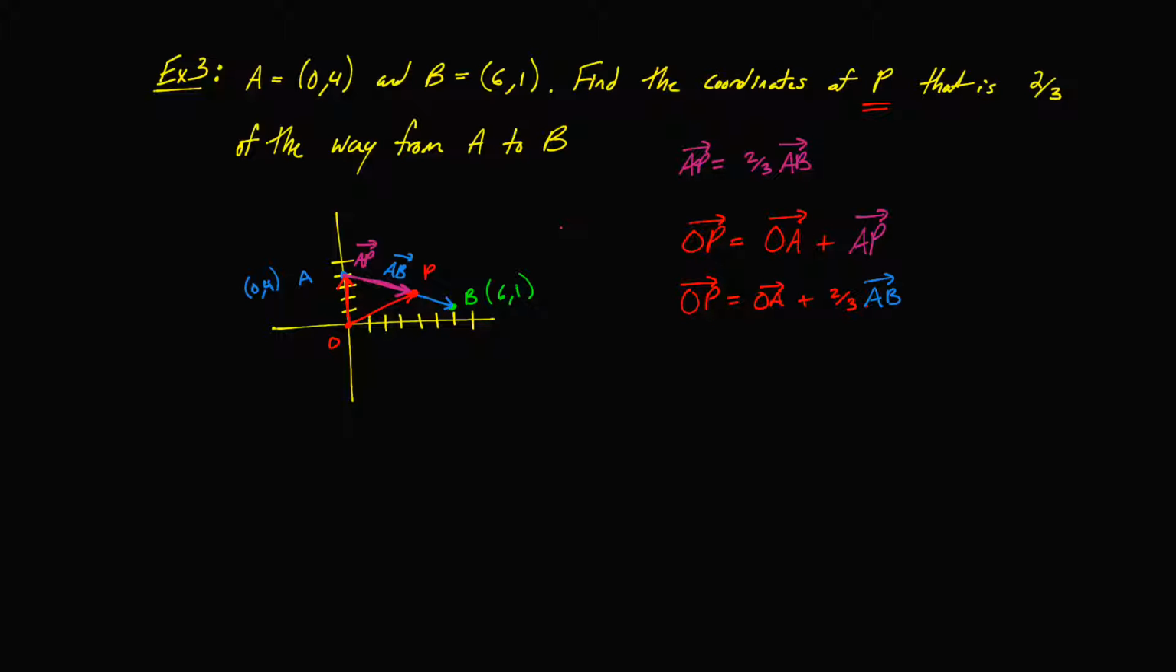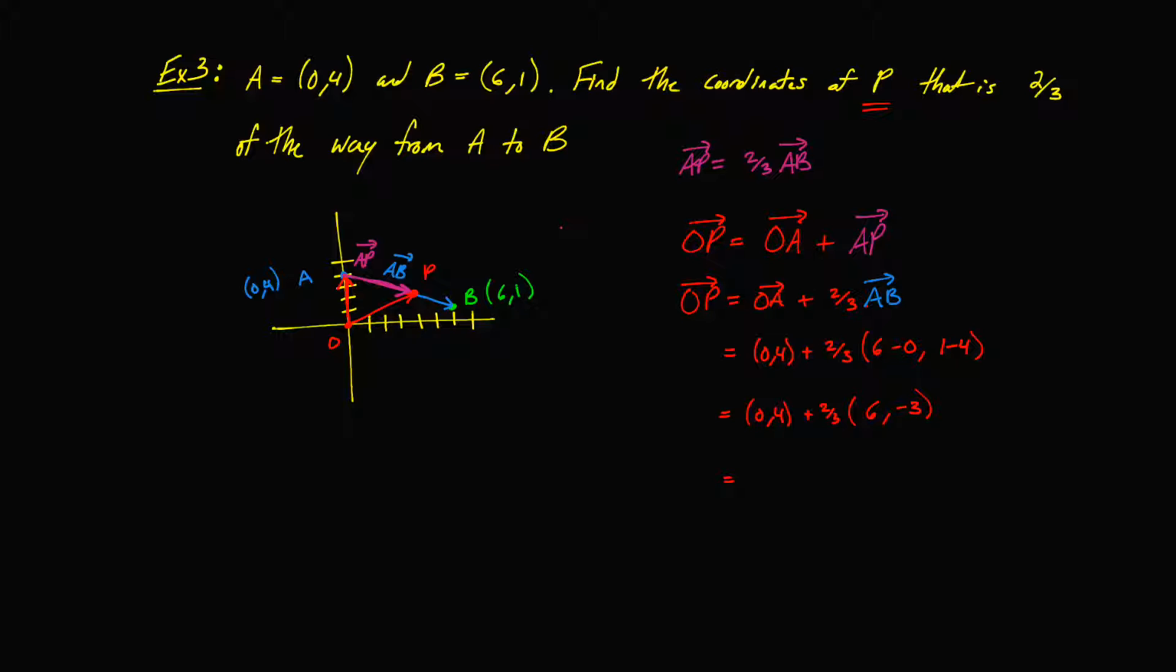So let's keep going. And let's just plug these in. Vector OA is simply going to be (0, 4) because the difference is 0 minus 0 and 4 minus 0. So you're going to get (0, 4) for here plus 2/3. And the vector AB, that's going to be the difference of 6 minus 0, and it's going to be 1 minus 4. So you're going to get, I'll rewrite it again, (0, 4) plus 2/3 of (6, -3).